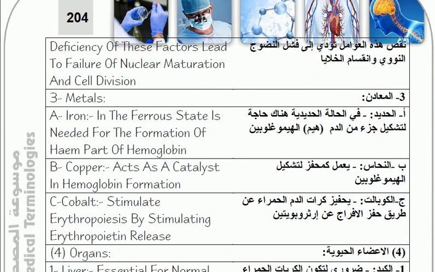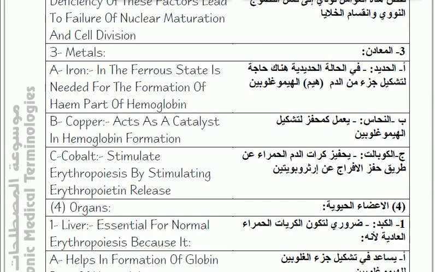3. Metals. A. Iron in the ferrous state is needed for the formation of heme, part of hemoglobin. B. Copper acts as a catalyst in hemoglobin formation. C. Cobalt stimulates erythropoiesis by stimulating erythropoietin release.